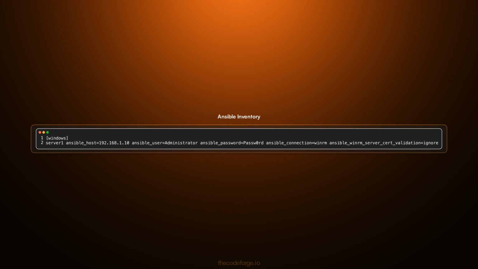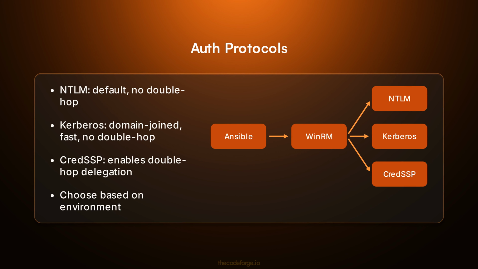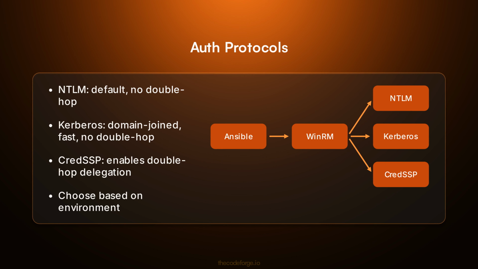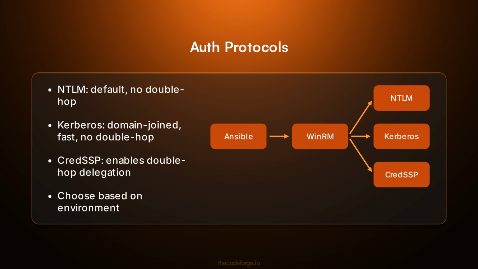Use Ansible Vault instead. Ansible supports 3 main authentication transports: NTLM, Kerberos, and CredSSP. NTLM works for workgroup and domain, but cannot delegate credentials. Kerberos is faster and more secure, but requires domain-joined hosts and time sync. CredSSP enables double hop delegation, but requires explicit enablement on the target.